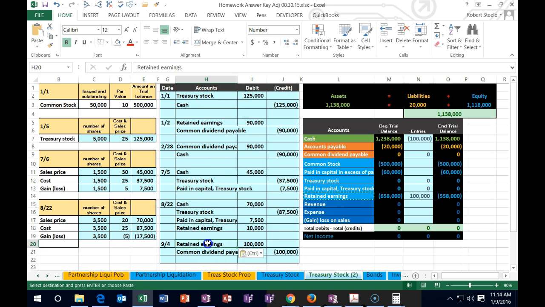Now the thing to note here is that we declared the same $2 dividend, but of course here we paid the 100 rather than the 90 when we declared a $2 dividend up here on January 2nd. The difference being is that when we declared this dividend up here, we had outstanding treasury stock. And when we declared this dividend down here, we don't have any outstanding treasury stock because we sold it back.